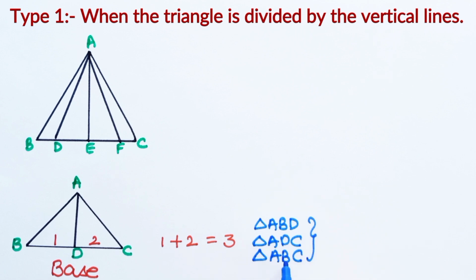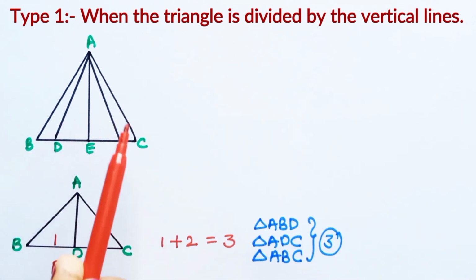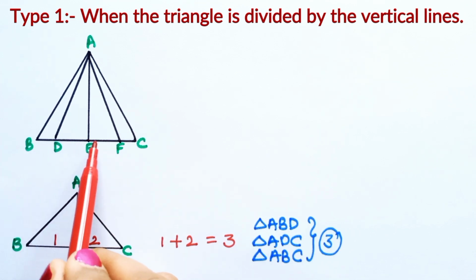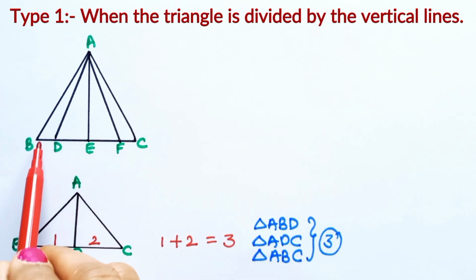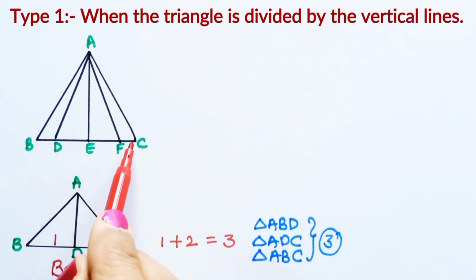So totally how many triangles are present in the given figure? There are 3 triangles. Similarly, we can also follow the same procedure in this figure also. Here in this figure, what is the base of the triangle? The base of the triangle is BC.